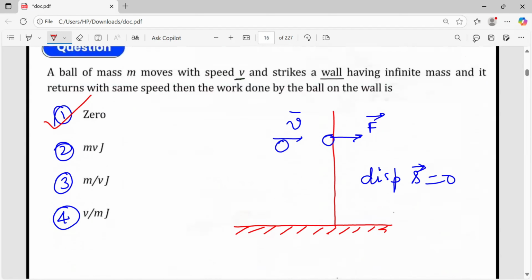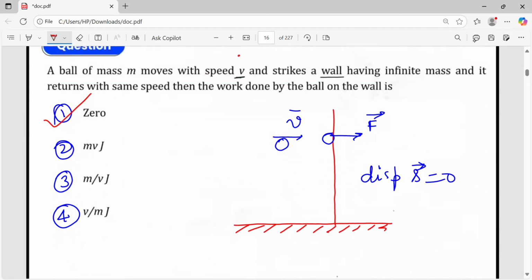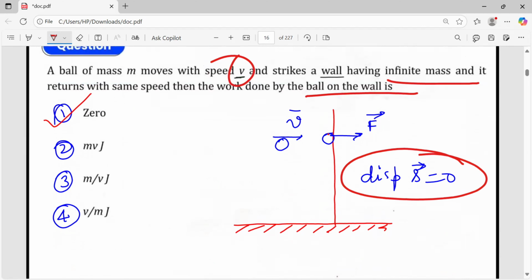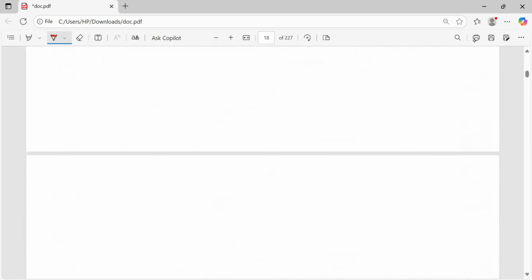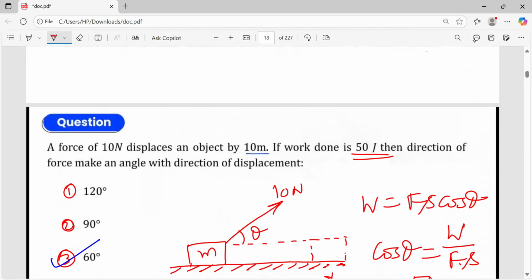Okay, next question is, a ball of mass m moves with speed v and strikes a wall having infinite mass and it returns with the same speed, then what is the work done by the ball on the wall? Okay, meaning the net displacement of this ball will be zero, because after that it returns. So in that case, since the displacement is zero, the work done would be zero in this case also.